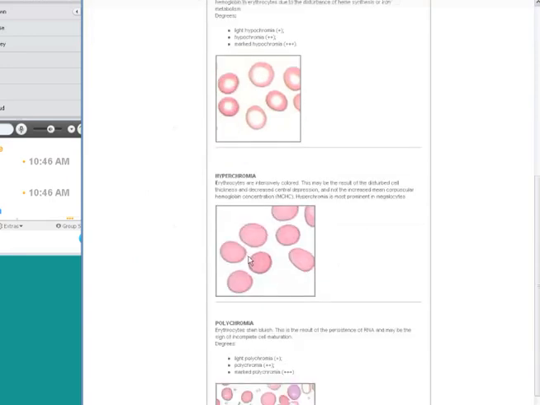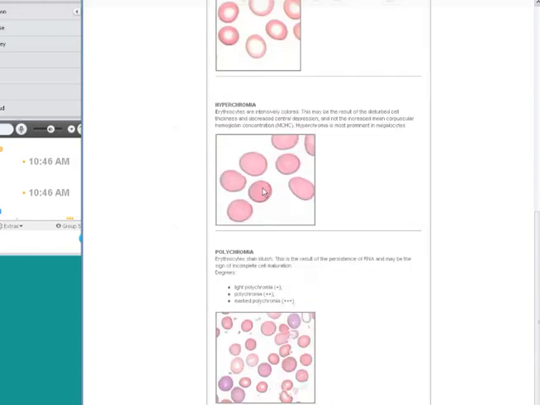Here's hyperchromia, or cells with a high MCHC. This would be in a situation where for some reason the hemoglobin is more concentrated in the cell than it should be. Here's another, polychromia.